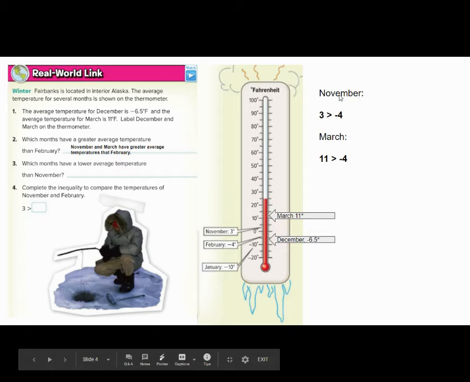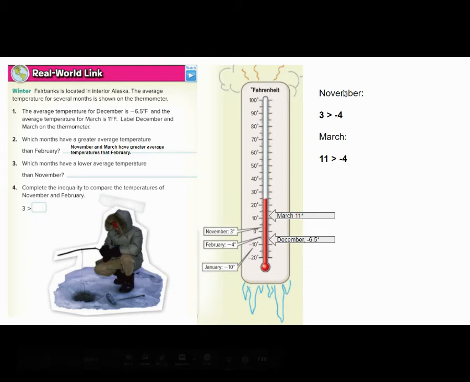All right. Hopefully you got that. November and March have greater temperatures than February. So November will be 3 degrees, which is greater than negative 4, and March, 11, is also greater than negative 4. So those would be your temperatures that are greater. Everything else would be less than.